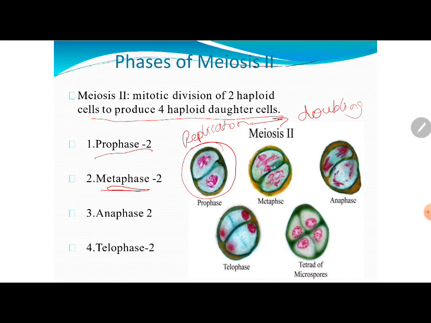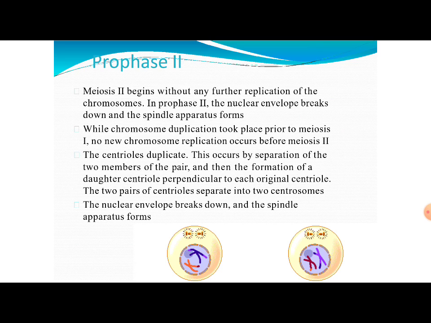In metaphase 2, they have arranged themselves on the central plate, and in anaphase they move towards the corners, and in telophase you can see within the same cell 4 cells. This is how the tetrad of a microspore looks. Meiosis 2 begins without any further replication of chromosomes. In prophase 2, the nuclear envelope breaks down and the spindle apparatus is formed. While chromosome duplication took place prior to meiosis 1, no new replication of chromosomes occurs in meiosis 2, because tetrads or bivalents are already formed.